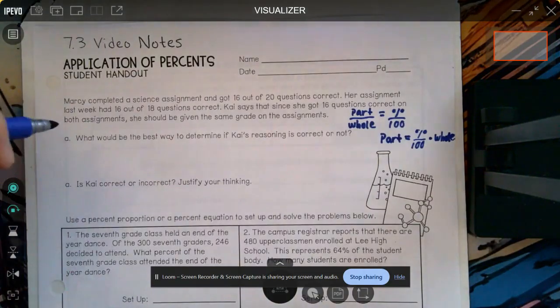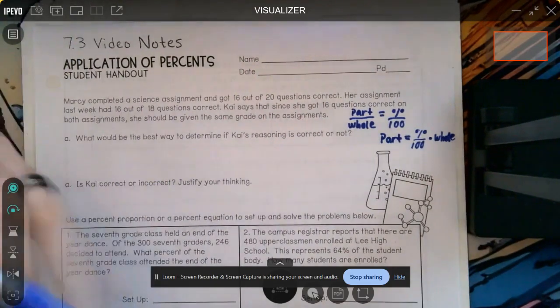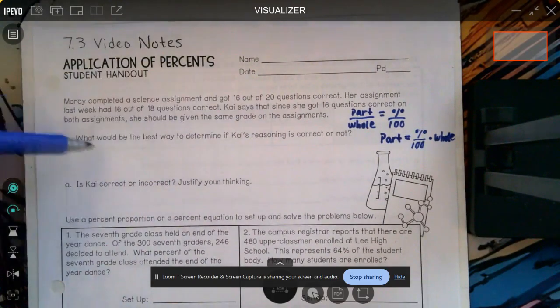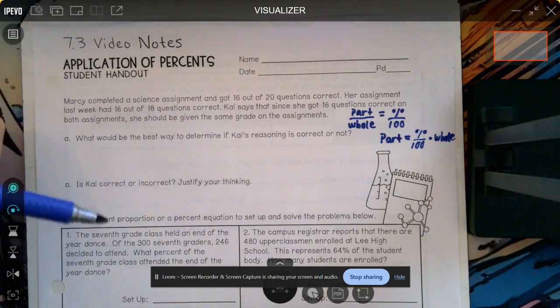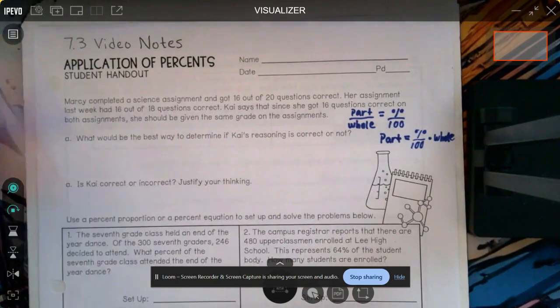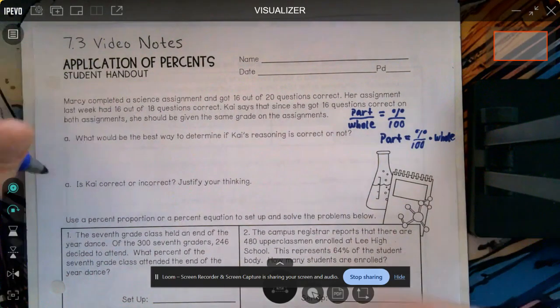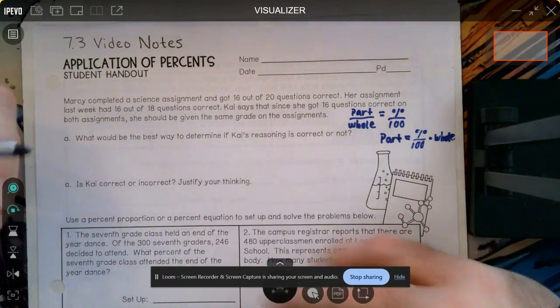So now I want you to pause the video and read this question about Marcy and Kai. All right, so we know that Marcy got 2 different grades in the assignment, a 16 out of 20 and then a 16 out of 18. Kai says that since she got a 16 correct on both, it'll be the same grade, the same percentage in the grade book. We need to determine if Kai is right or wrong, and how can we prove that? So we need to be able to compare these 2 fractions.